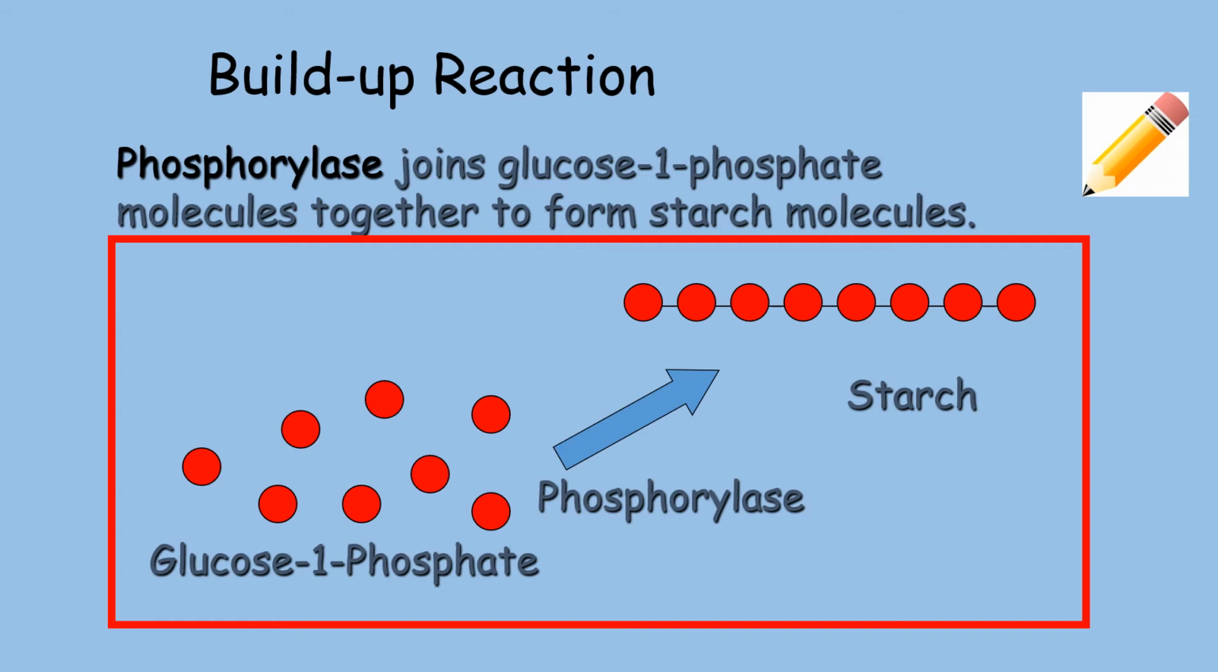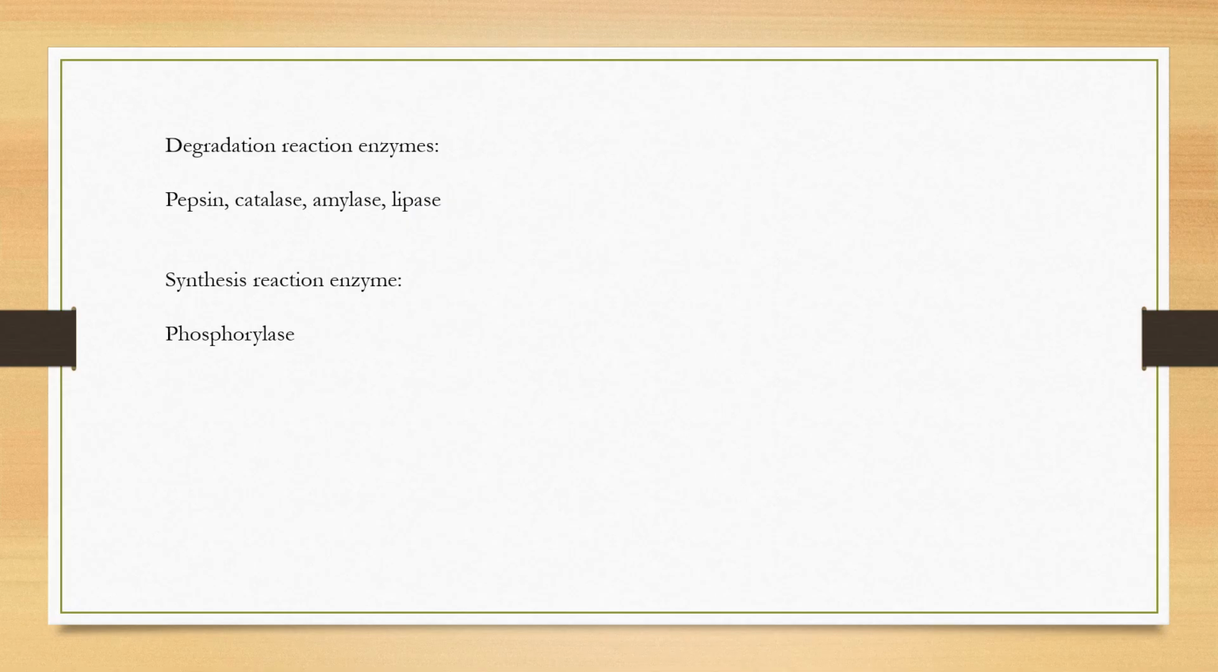So it's really important that you know this one synthesis reaction and your 4 degradation reactions. You might want to make it into a poster and then try to learn it by looking at the poster and then trying to copy the poster without seeing the poster a few times. You need to know your degradation reactions and your one synthesis reaction. The 4 degradation reactions where enzymes are involved are the one involving pepsin, the one involving catalase, and the ones involving amylase and lipase. For your synthesis reaction enzymes, you only need to know phosphorylase.